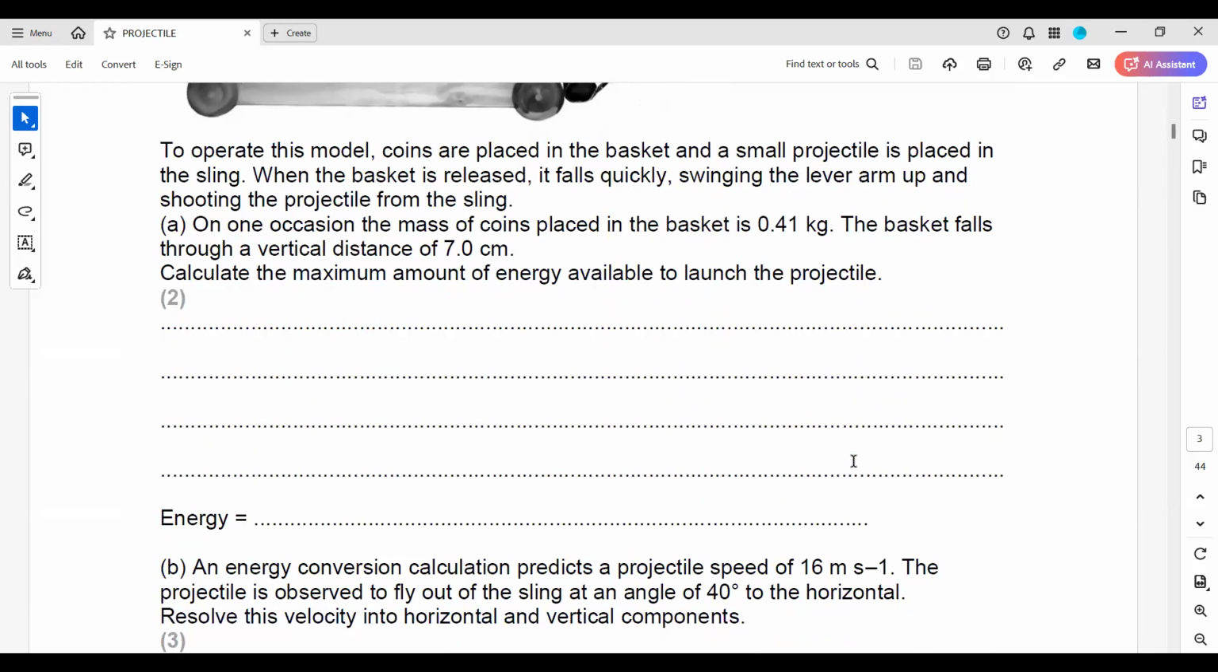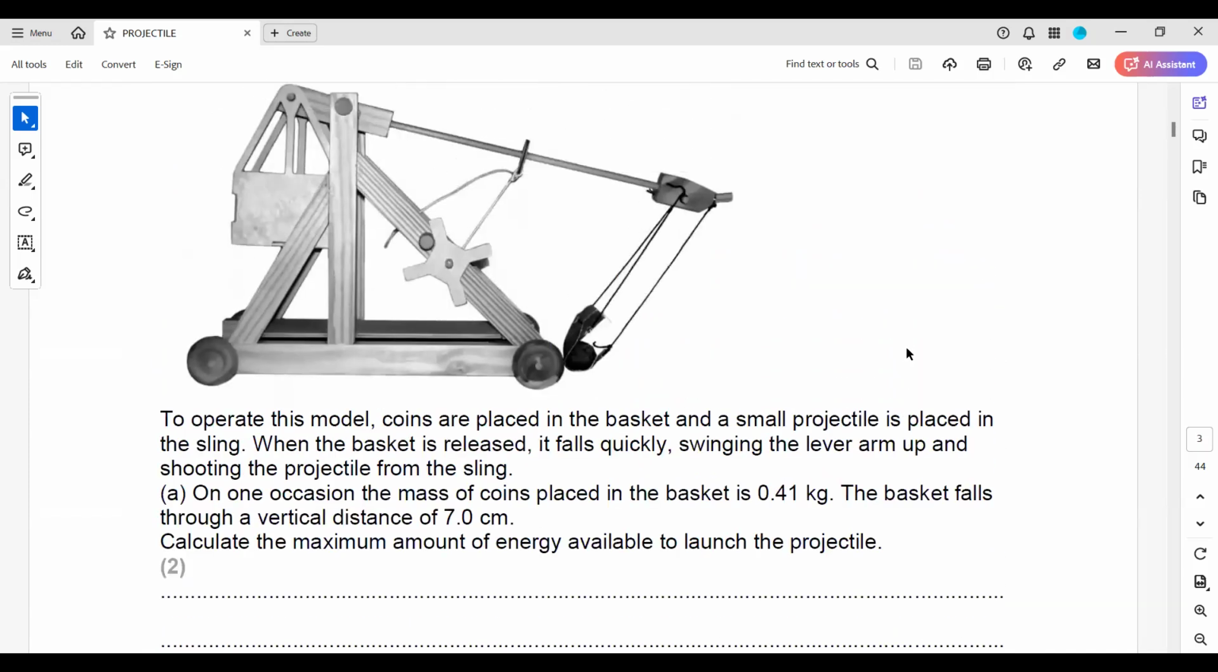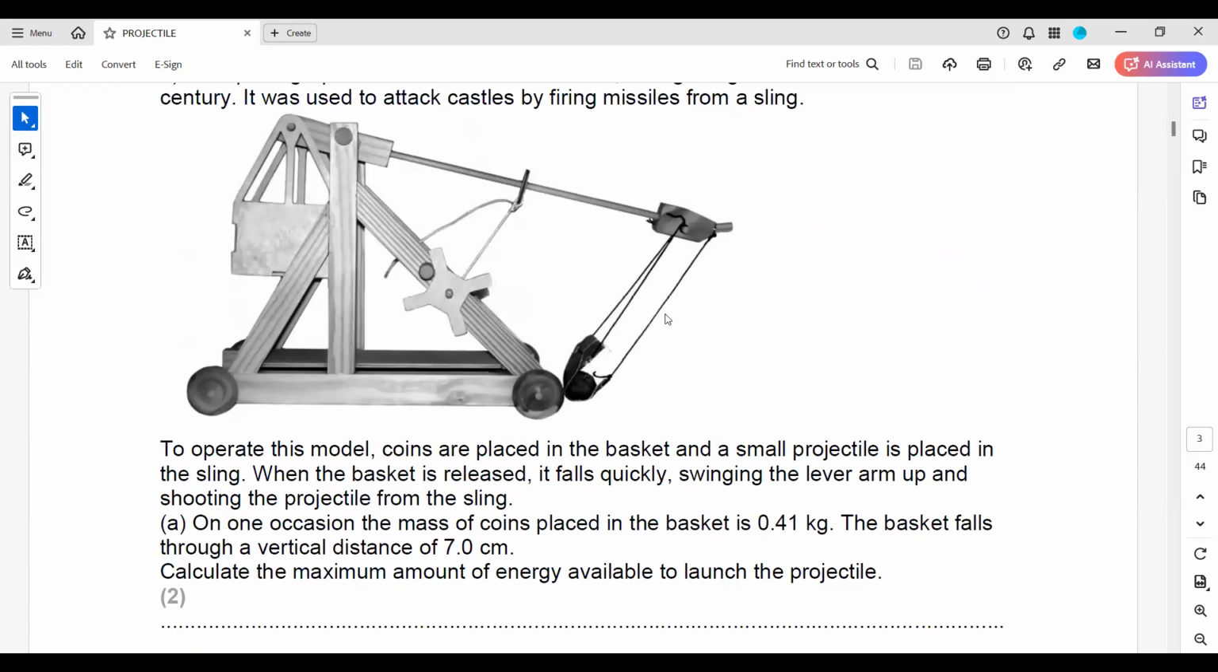So in question 2, to operate the model, a coin is placed in a basket. So how does this model work? The coins are placed in this basket, and a small projectile is placed on a sling, as you can see here. When the basket is released, the basket will move downward. It falls quickly and thus swings the lever arm, like this lever arm swings, shooting the projectile from the sling.